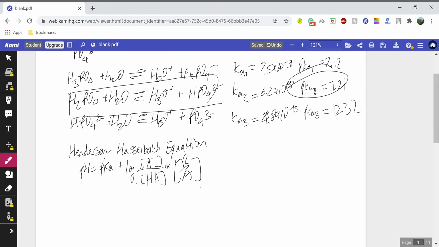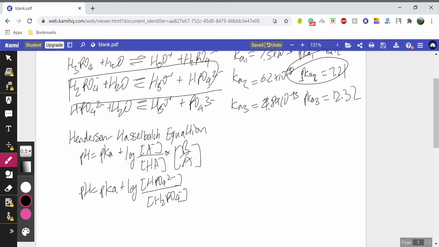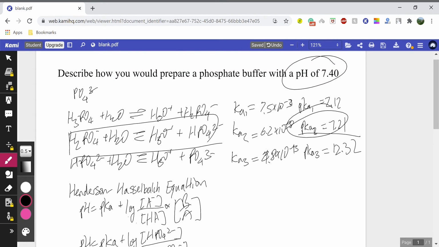Now in this case, what is the conjugate base for the acid? Our acid is H2PO4 minus. What is the conjugate base of it? It is HPO4 2 minus. So we're going to have pH is equal to pKa plus the log of the conjugate base, HPO4 2 minus, divided by the original acid, H2PO4 minus. We found the pKa, and we're given the pH.